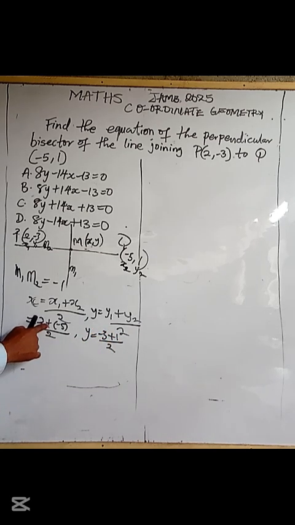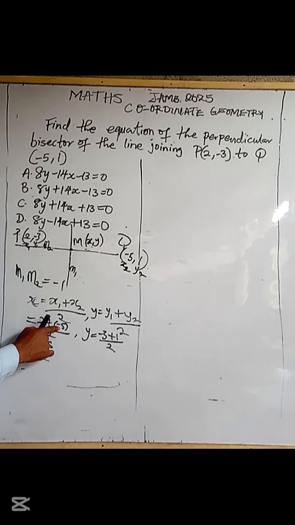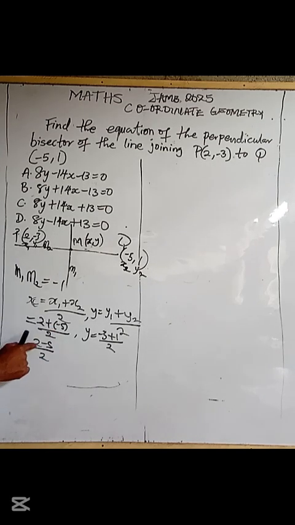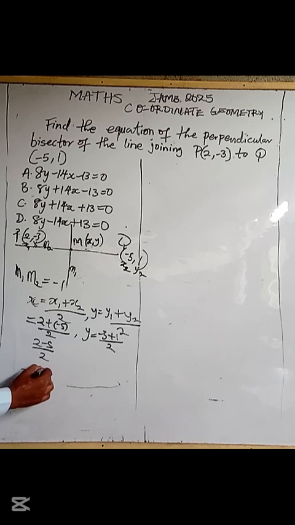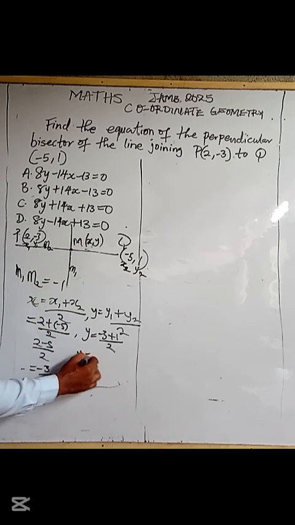So 2 plus minus 5, that would be 2 minus 5 over 2. Why? Because plus times minus is minus. So 2 minus 5, that would be minus 3 over 2. That's the first coordinate. Alright? Then for y, you have what?